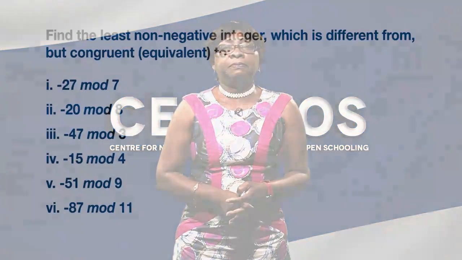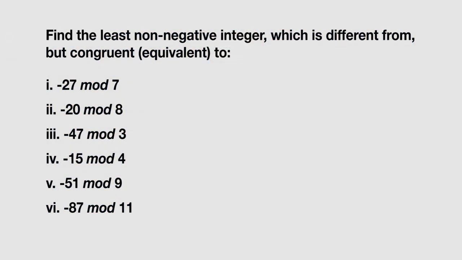Now, I want us to try a few more examples of this kind. So find the least non-negative integer, which is different from but congruent to the following numbers. We have the first number, negative 27 in mod 7. The second is negative 20 in mod 8. The third is negative 47 in mod 3. Negative 15 in mod 4. Negative 51 mod 9. And negative 87 mod 11.